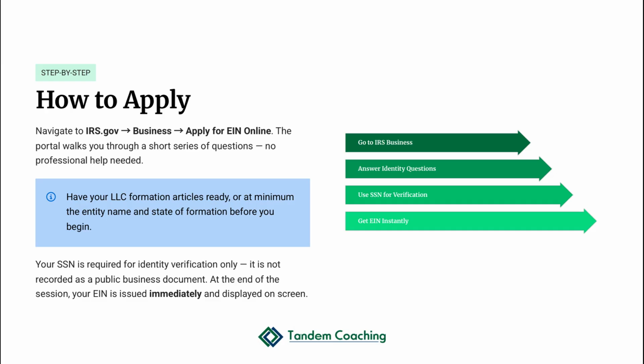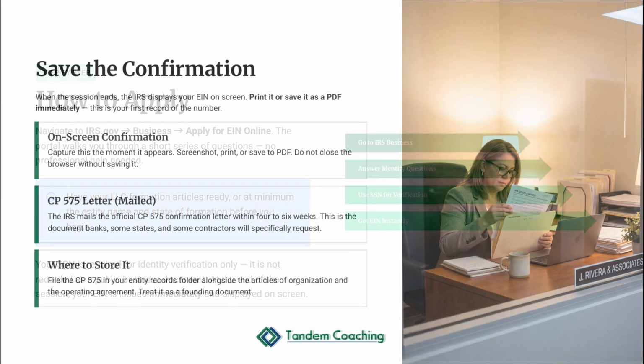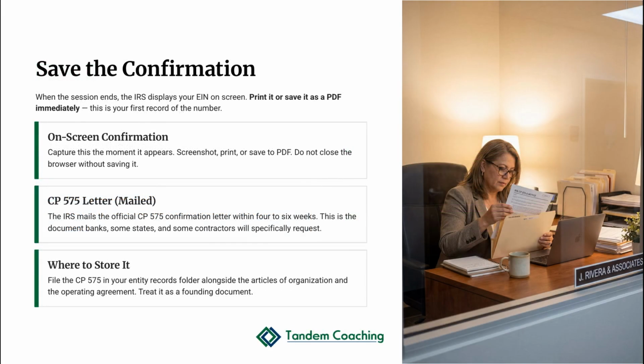The EIN is issued on screen at the end of the session immediately. The whole sequence runs 10 minutes from open to finish. Save the on-screen confirmation page the same minute it appears, because the IRS makes you wait for the paper version. Print the page or save it as a PDF before you close the browser tab. That on-screen confirmation is your only proof of EIN issuance for the next 4 to 6 weeks.